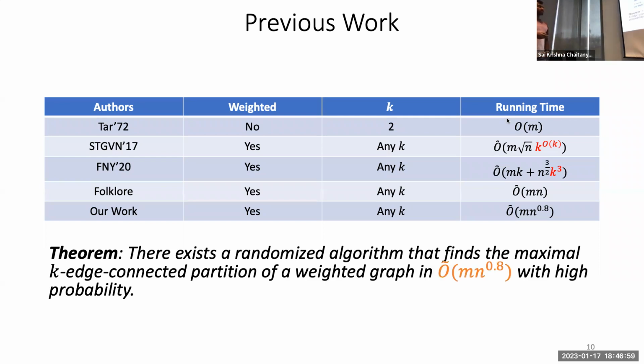So the formal result is that there exists a randomized algorithm that finds the maximal k-edge connected partition of a weighted graph in O tilde mn to the power 0.8 with high probability. So that's the main result. Are there any doubts?